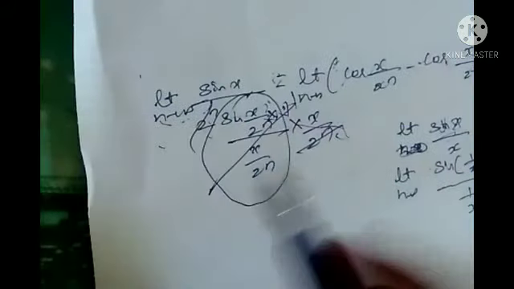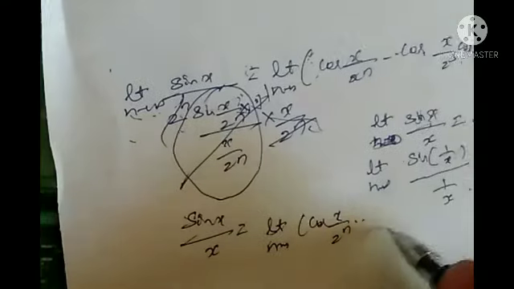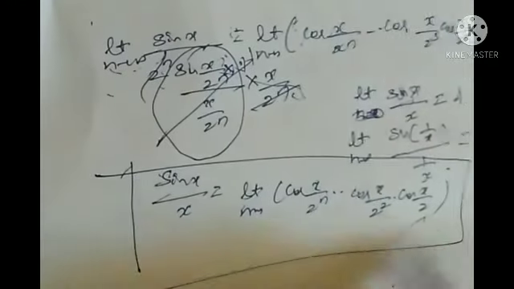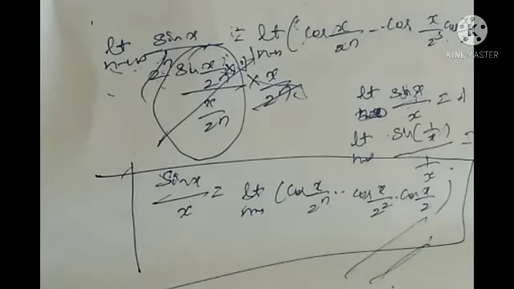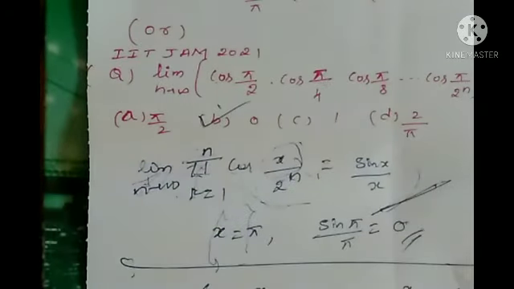Therefore we get sin x by x. This is equal to limit n tends to infinity cos of x by 2 power n and so on, cos of x by 2 square, cos of x by 2. This is the required result for your question. This is the required trick for your question. Okay, understood? Yes. Okay, this is how we solve the problems. Here we took this trick directly. Okay, whatever value we get here, we directly use this trick or this result.